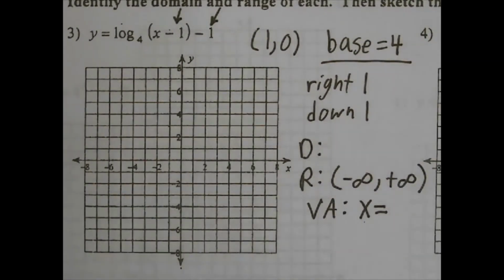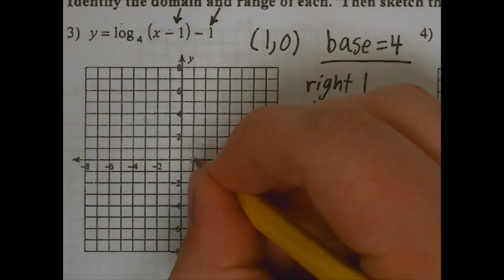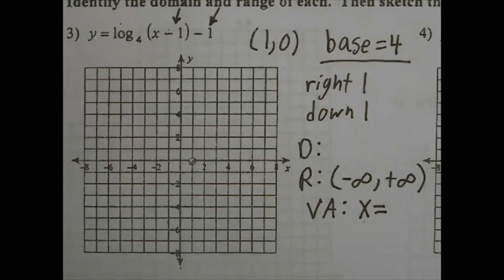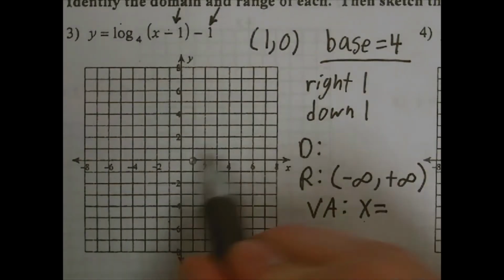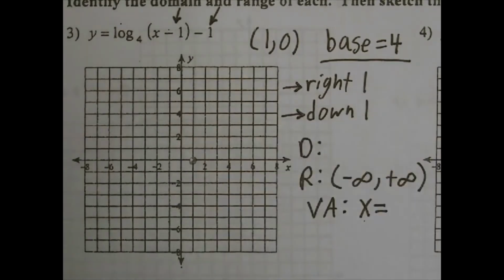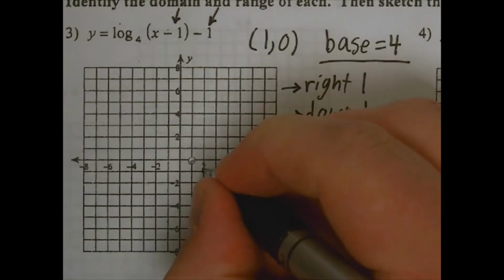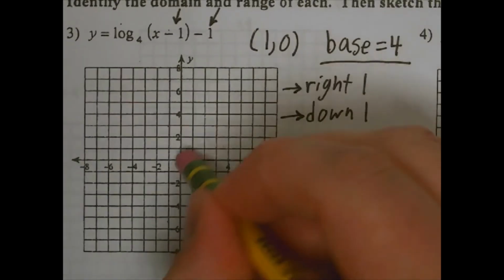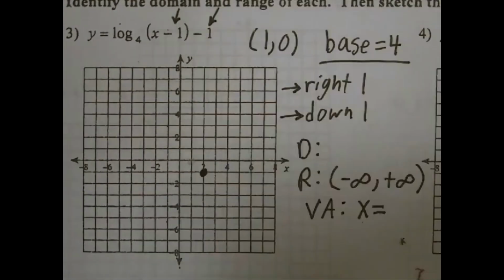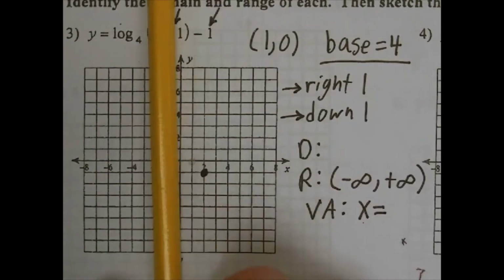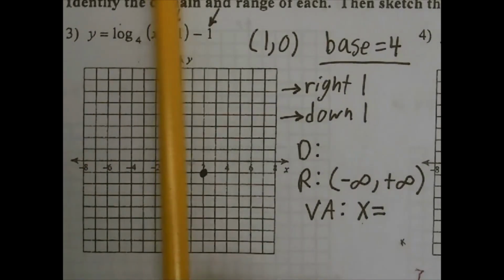I'm going to go ahead and plot my point 1, 0 now. Okay, from 1, 0, I do the transformations. I need to take it right 1, down 1. I'm going to erase the original point. If I go up and down, it will not affect the vertical asymptote, because it's vertical. But if I go left and right, it will affect it.